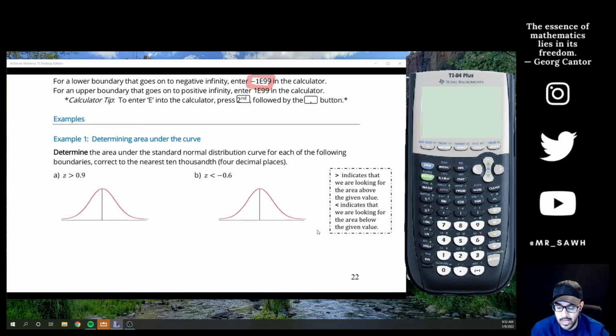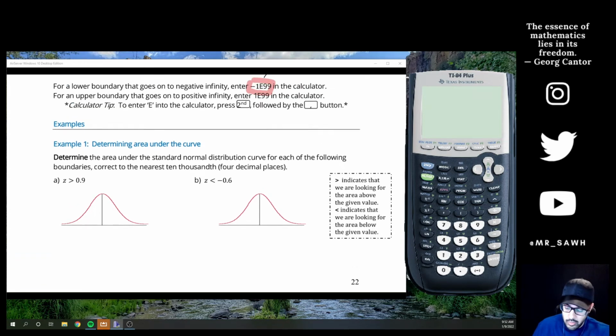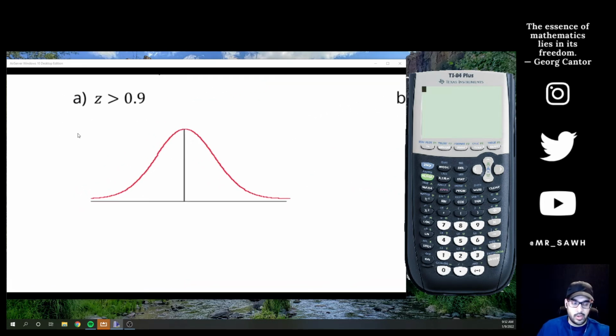Okay, so let's go see how we can actually use this to help us determine what we're looking for. So determine the area underneath the standard normal distribution curve for each of the following boundaries correct to the nearest 10,000th, 4 decimal places. Usually that's where we're going to go for probabilities. So if this is a standard curve, I'm looking for the probability, so the area underneath it. I know that I'm given a z-score, and that z-score that I care about, the boundary, is 0.9.